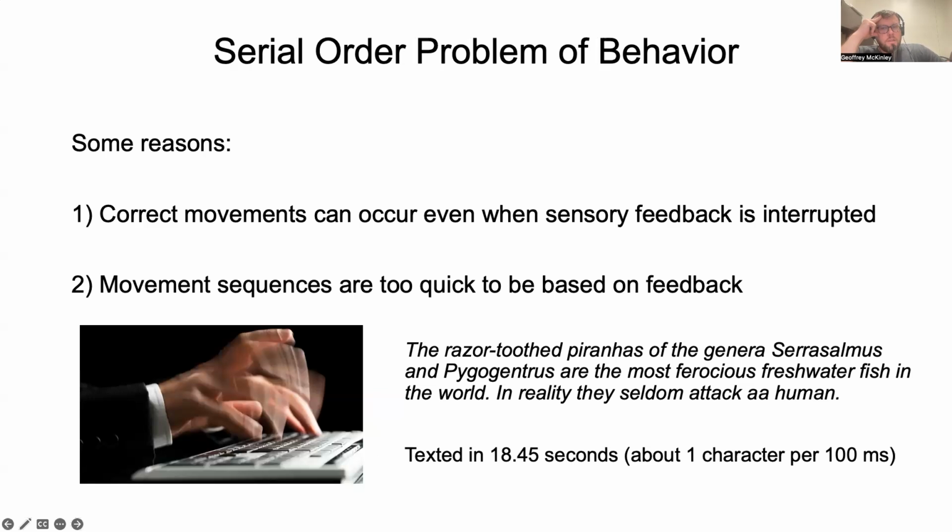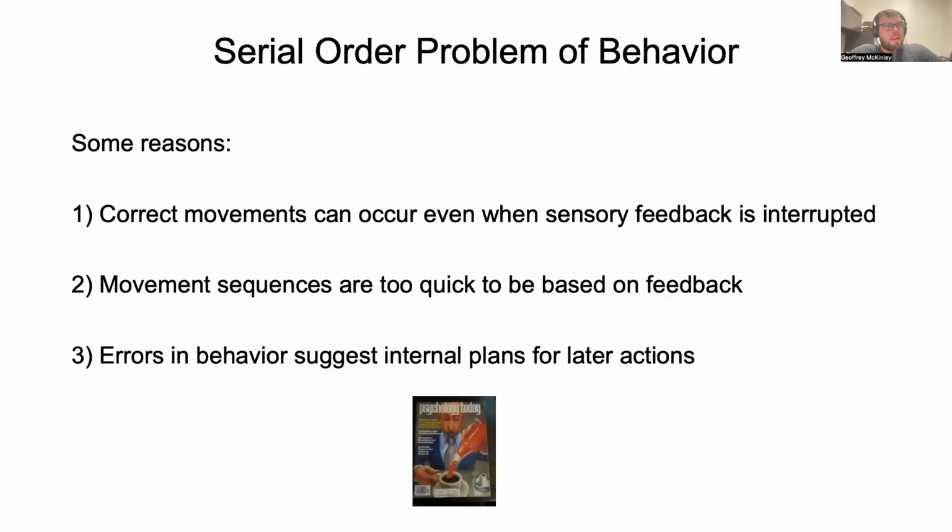And the interesting thing is that this is actually twice as fast as it would take for the reflex loop of communication from your fingers to your brain, and your brain back to your fingers. That loop would take twice as long. So yeah. The other thing is that errors in behavior often suggest internal plans for later actions.